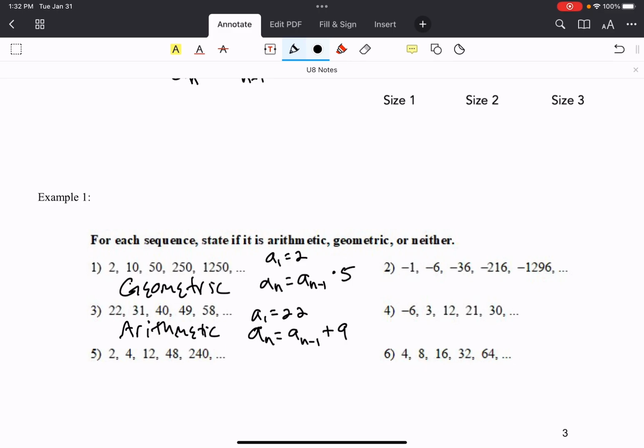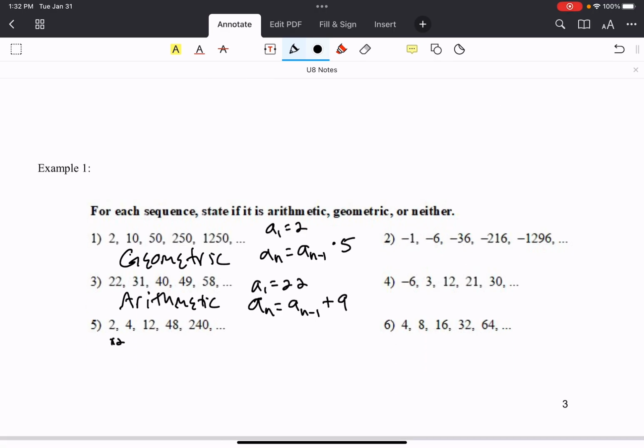What about number 5? I am multiplying each time. Aren't I multiplying by 2, then times 3, then times 4? Isn't that something else? It's totally something else. If it's geometric, it has to be the same thing each time. So this one is neither. It's not arithmetic or geometric. It's just something else. Not every sequence is either arithmetic or geometric, right? Well, those are just the ones we're focusing on today. Try 2, 4, and 6 with your neighbors. If they're either arithmetic or geometric, give me a formula.